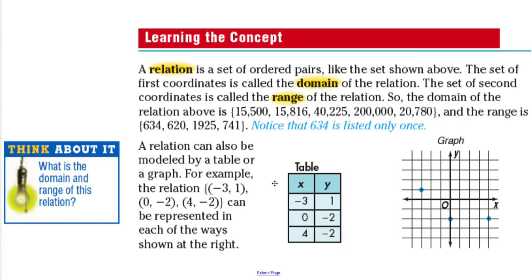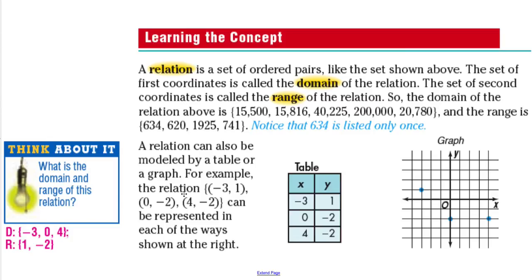Before we go to example 1, let's answer this question. What is the domain and range of this relation? Of course, the domain would be your x coordinates, negative 3, 0, and 4. And the range would be your y coordinates, 1, negative 2. And we don't repeat negative 2 because we don't repeat the ranges or the domains. We only say it once.